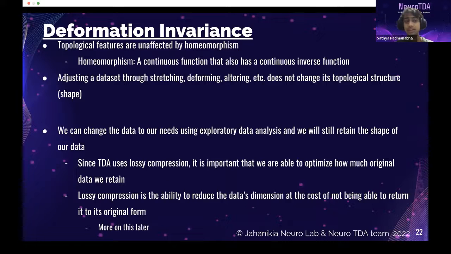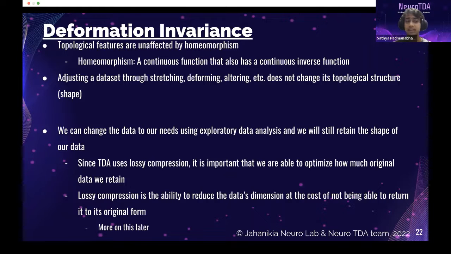So the second property is deformation invariance, and this basically says that topological features are unaffected by homeomorphism. A mathematical definition of homeomorphism is that it's a continuous function that also has a continuous inverse function. And so taking the TDA analogy of this, it's saying that the shape of a data set also holds for an altered or deformed version of the data set, with a similar or traceable shape.